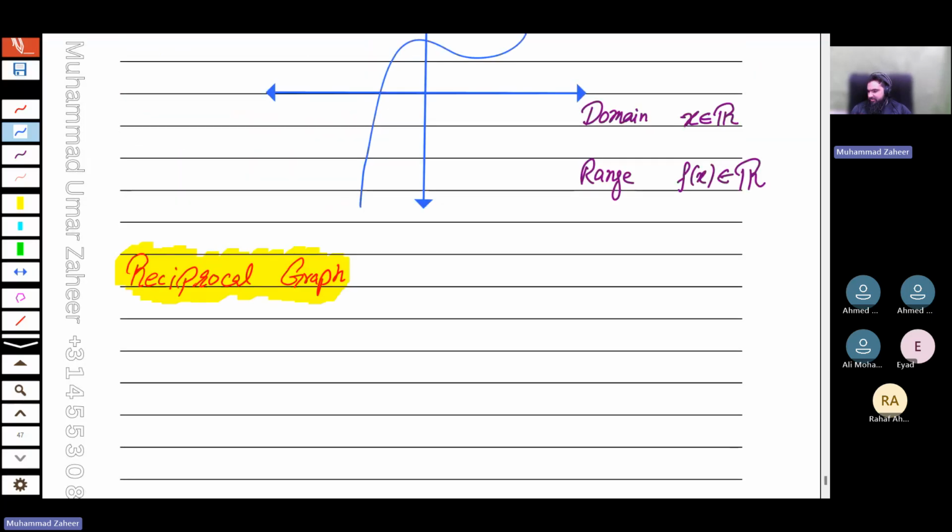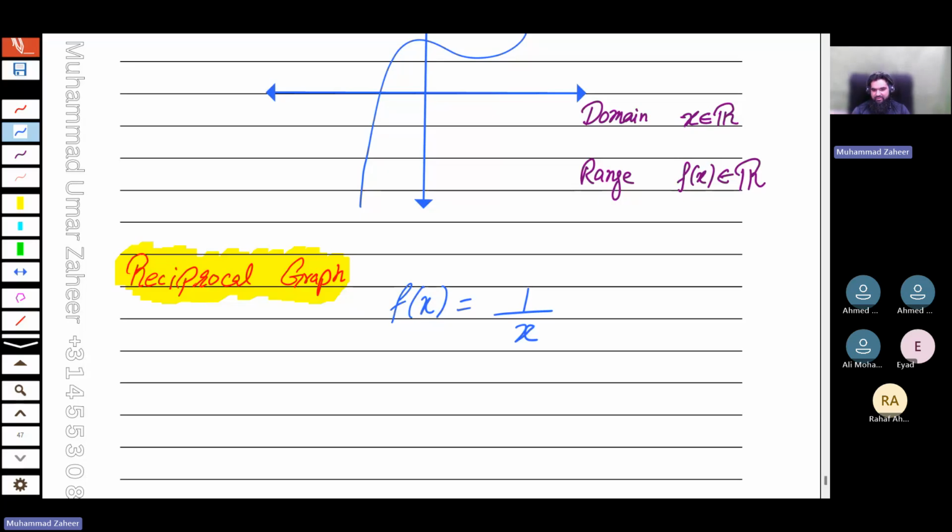Now we have to go for the reciprocal graph. Reciprocal graph means the variable is going to be in the denominator. You have a variable in the denominator, it can be 1 divided by x, 4 divided by x, 2 divided by x, or any value divided by x. But the variable will be in the denominator. Such types of graphs are known as reciprocal graphs.